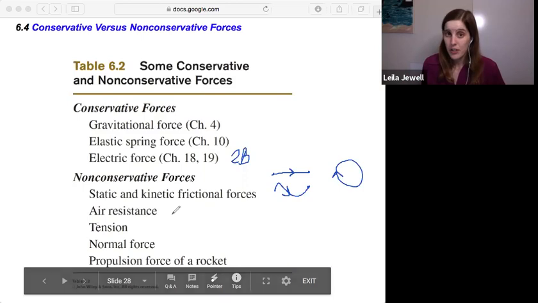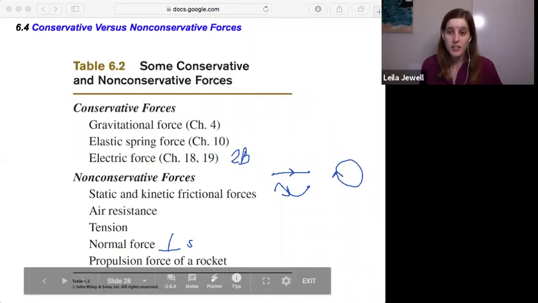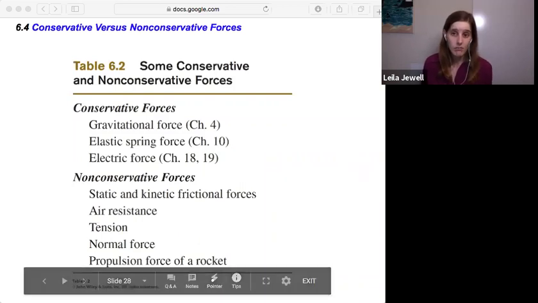Air resistance, if it's mentioned, is one. Tension will be a non-conservative force that plays a role when it is along the motion. The normal force is a non-conservative force, but it often ends up not being a factor because the normal force is often perpendicular to the displacement. So if it is perpendicular to the displacement, then it's not a big deal. Propulsion force of a rocket is another example of a non-conservative force. So good to have a sense of what non-conservative versus our conservative forces are.